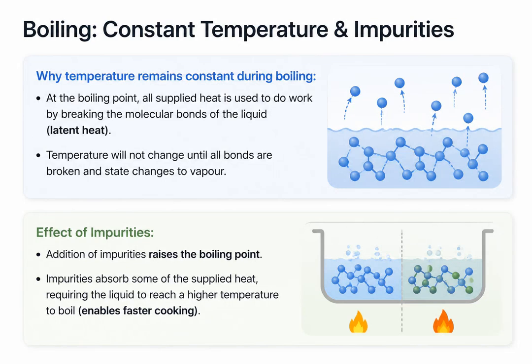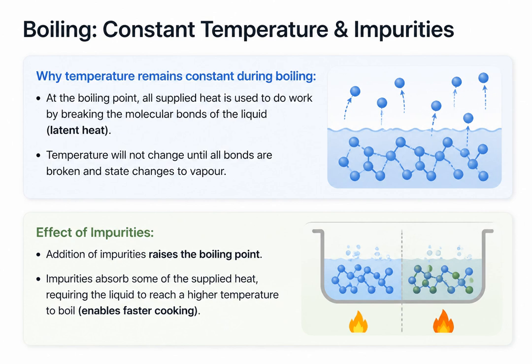You may have noticed that once water starts boiling, a thermometer placed in it stops rising. Why does the temperature remain constant? Once the boiling point is reached, all the thermal energy you supply stops increasing the kinetic energy of the molecules. Instead, it is used entirely as latent heat to do the mechanical work of breaking the intermolecular bonds. The temperature will not rise again until the liquid has completely turned to vapor.